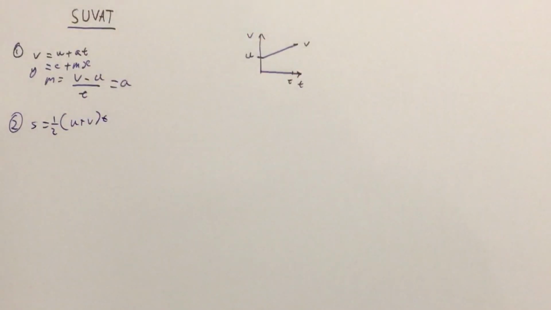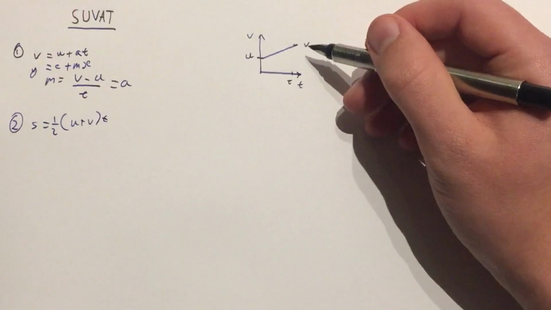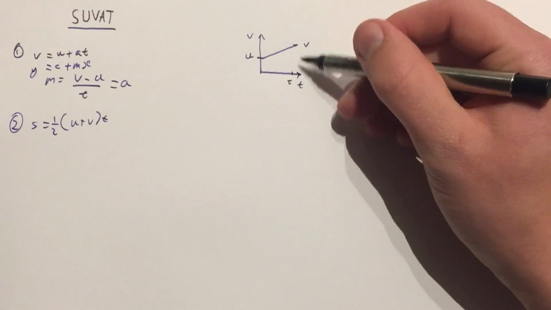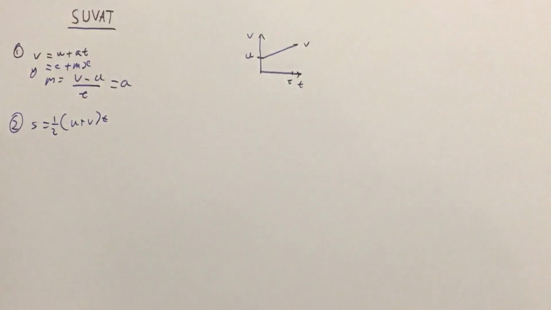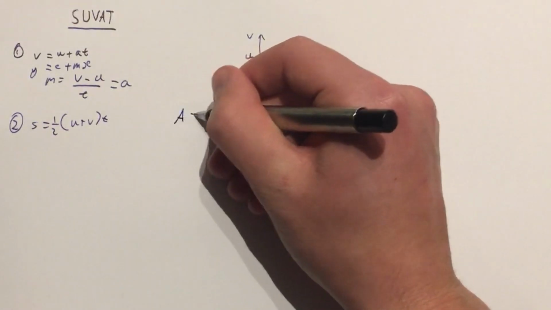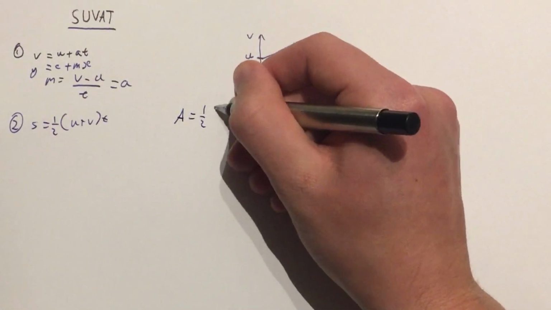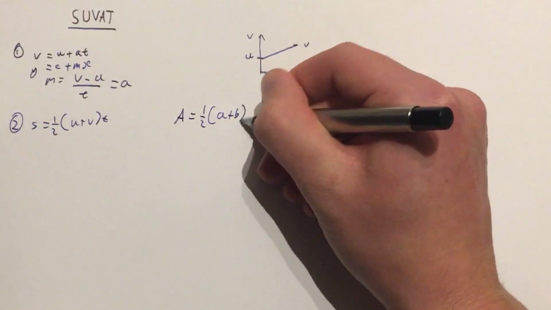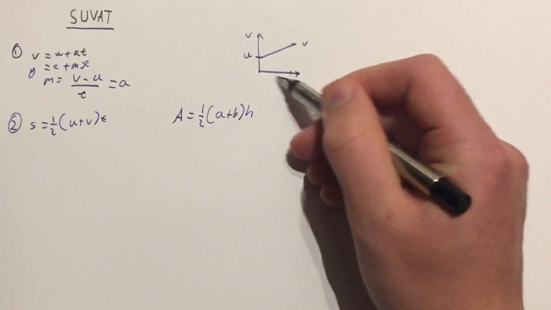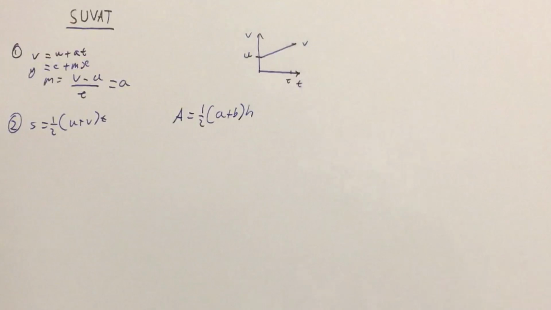Now we know that a property of a velocity time graph is that the displacement travelled is equal to the area underneath it. So if we consider this shape here, we can see that this is a trapezium, and the formula for the area of that is A equals a half a plus b times h, where h is the height of it and a and b are the parallel sides of it.